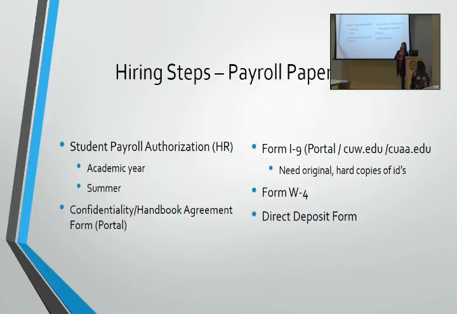Does that have to be done every year or just once? The payroll paperwork only needs to be done once unless they don't work for more than a year. So similar to adjuncts. So we always want that current payroll paperwork. The W-4 for the tax information, and then the direct deposit form. So all normal forms for the payroll packets that we use for adjuncts as well as student workers. Any other questions on the hiring steps?